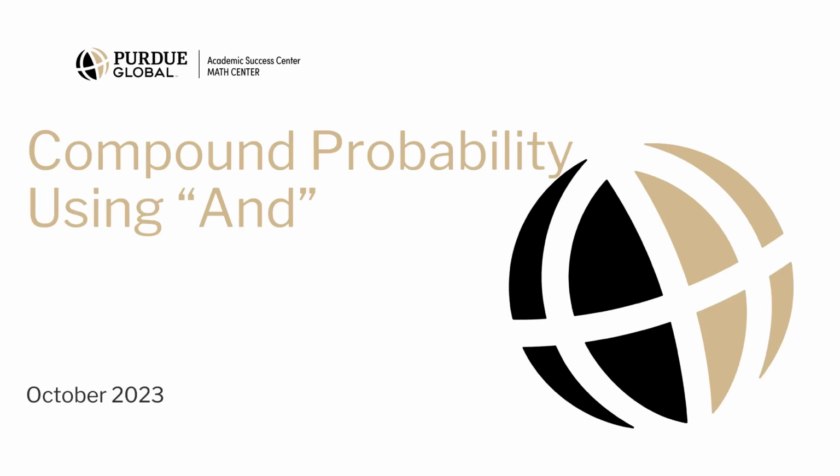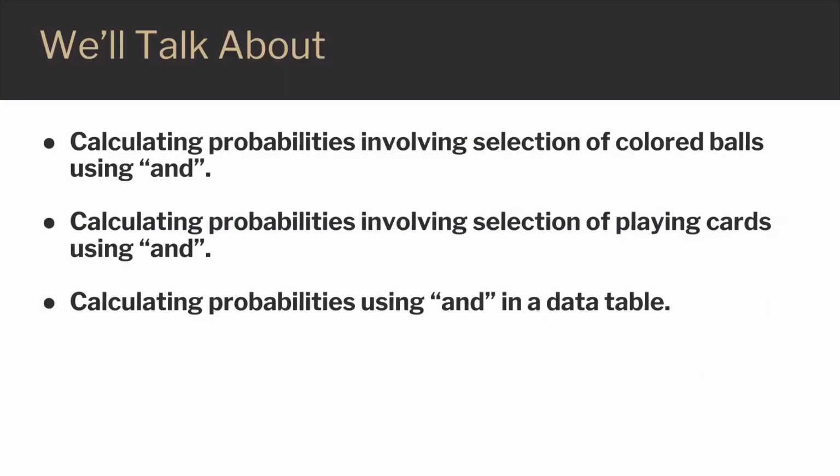The Math Center presents Compound Probability using AND. In this presentation, we'll talk about calculating probabilities involving selection of colored balls from a bag using the conjunctive AND. Then we'll use the conjunctive AND to solve probability problems involving selection of playing cards. Finally, we'll talk about calculating probabilities using the conjunctive AND in a data table.